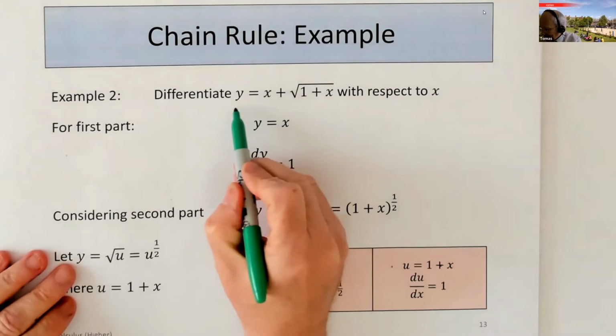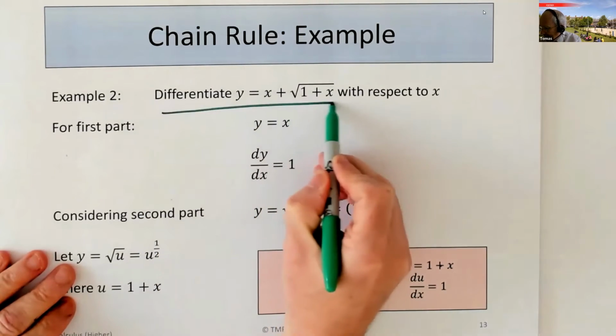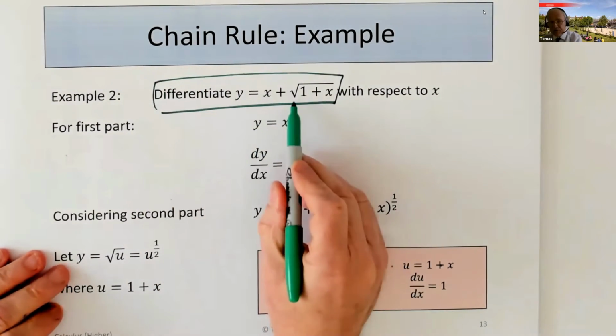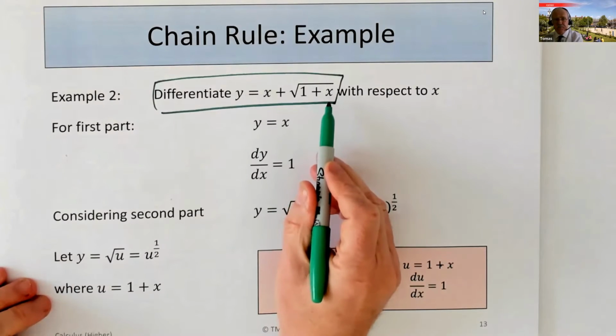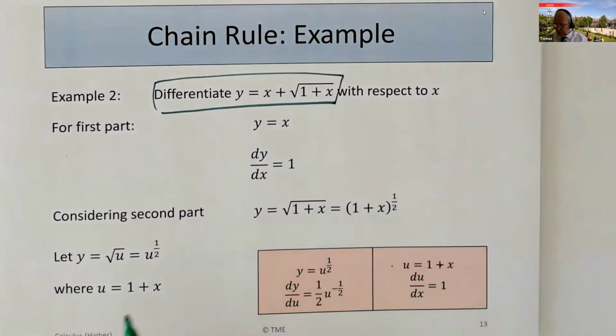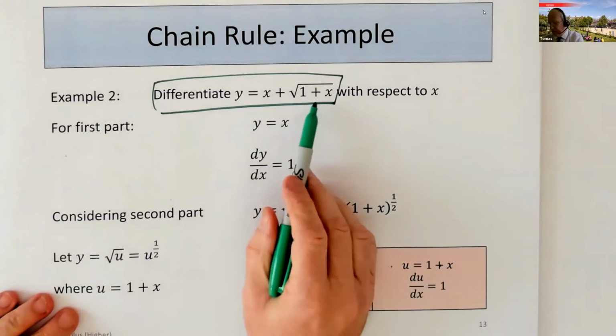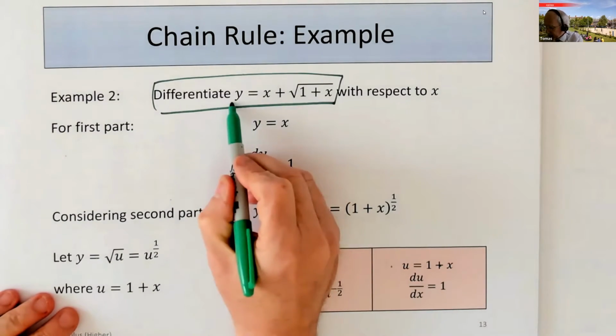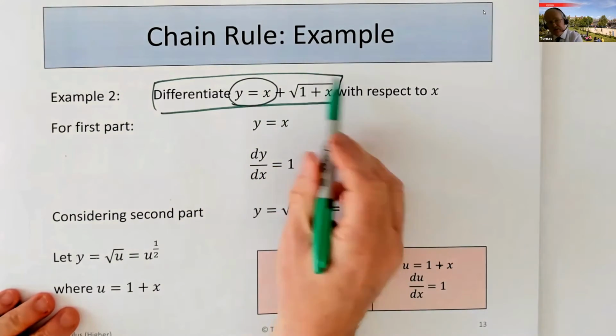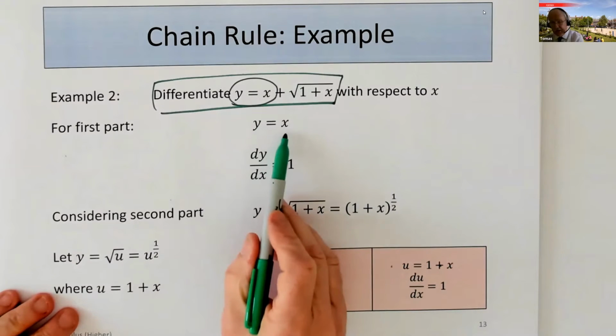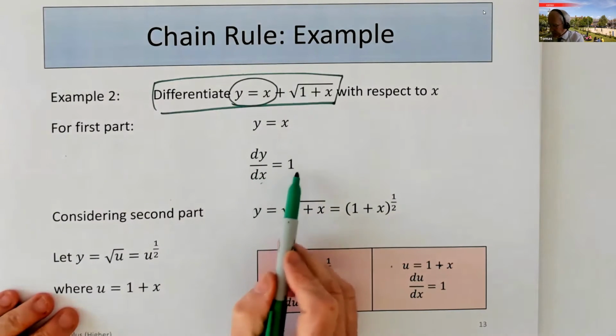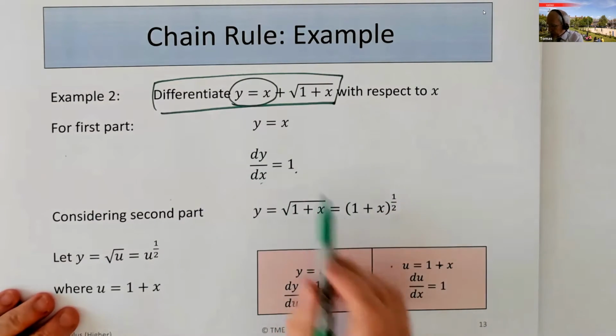So let's look at something here. Differentiate y equals x plus the square root of 1 plus x with respect to x. Now, because it's differentiation and there's a plus there, you can see this as one part of the question and this is the other part. So the y equal to x is easy. dy dx is 1, so the first part is going to be a 1.